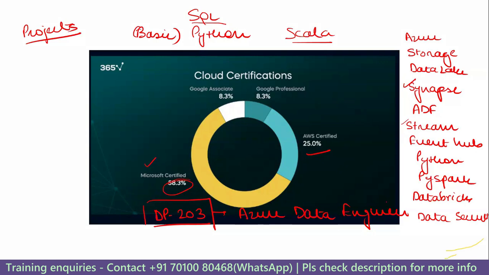So 30 sessions it mentions, but that is not a cap for me. I will take this course for almost 35, 36, 37 classes, right? And make sure that we cover all the topics which are necessary for you to go ahead and clear the Azure Data Engineering exam with ACE. Any more questions?